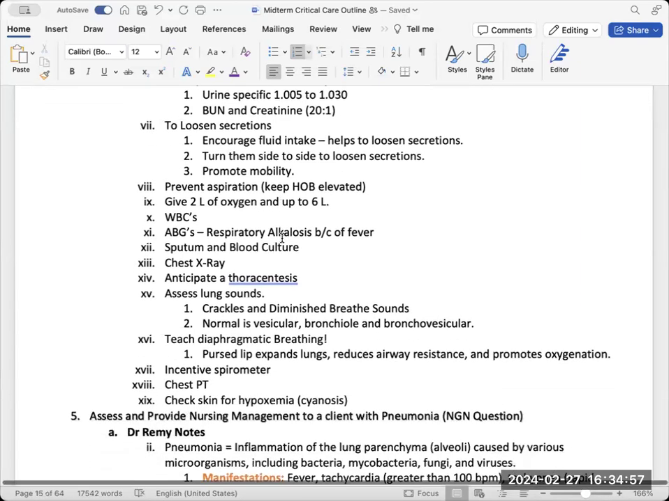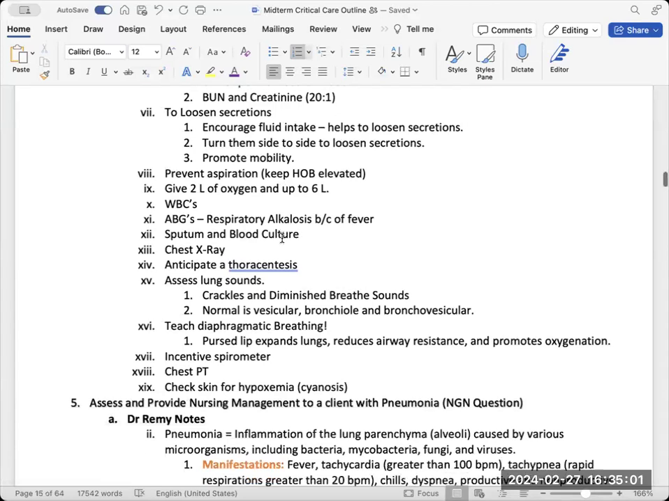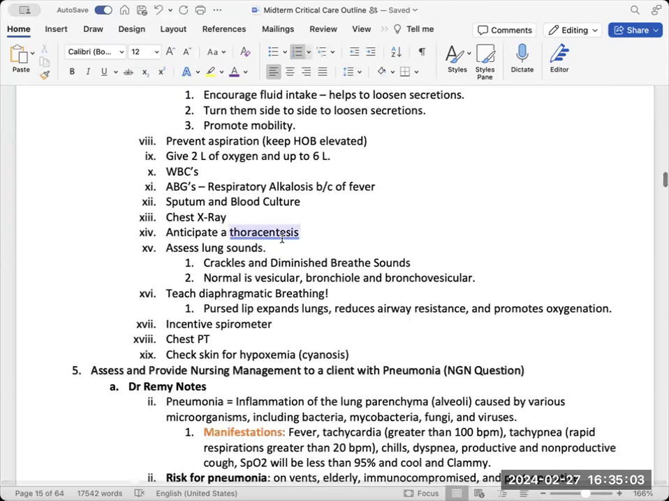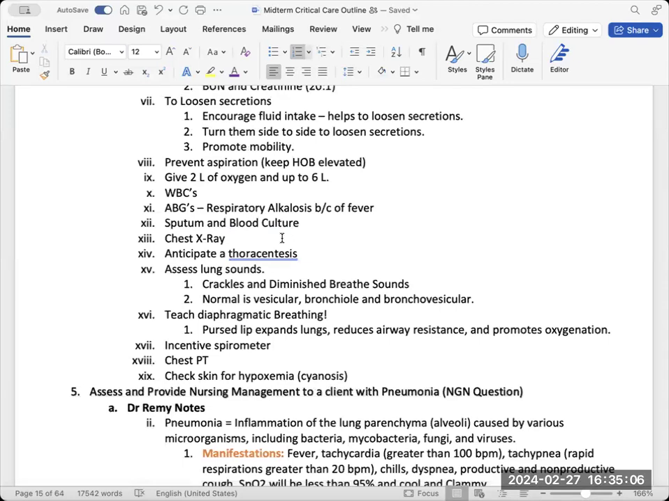We also want to help with loosening up secretions. They're at risk for secretions because, if it's bacterial, they may have lots of productive coughing. To loosen secretions, we can encourage fluids, turn them side to side, and promote mobility if that's possible. We also want to prevent aspiration, so we keep the head of the bed elevated. We can give oxygen, especially since that SpO2 is going to be lower, and if it gets a little too low, we want to give them oxygen.